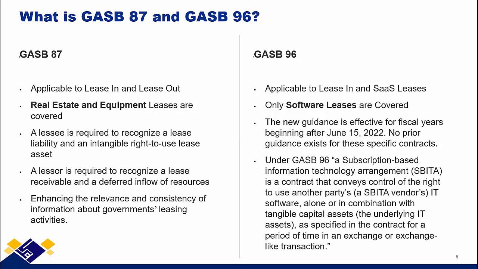So under this, you need to now qualify all the SBITA agreements and basically do the similar kind of arrangement that we are doing for GASB 87, almost similar calculations and similar reporting along with the journal entries.